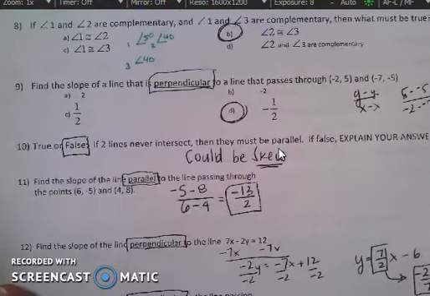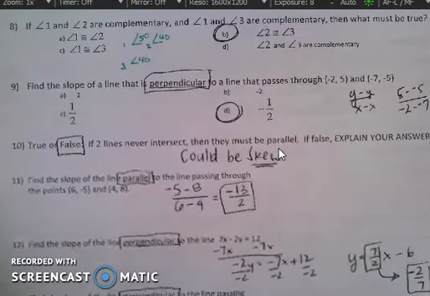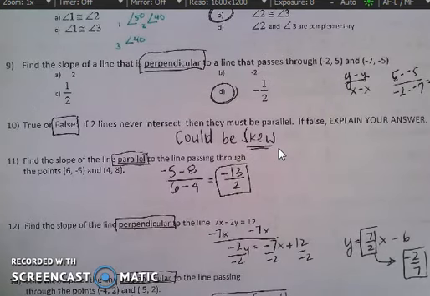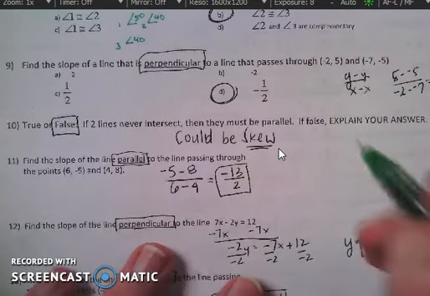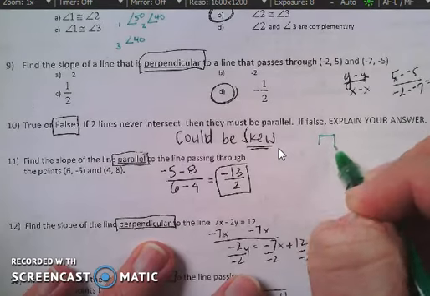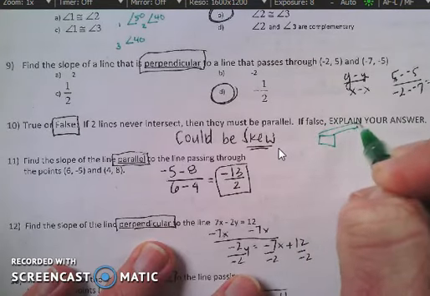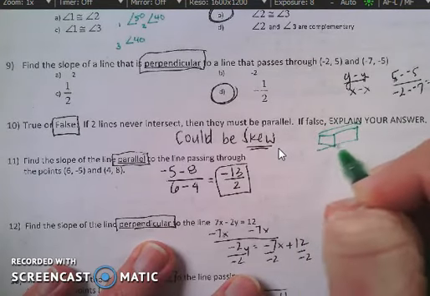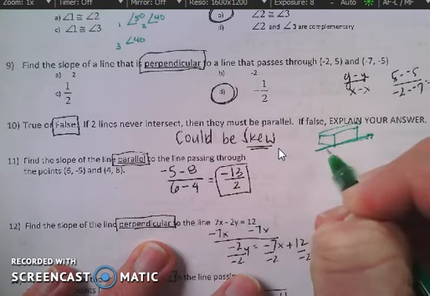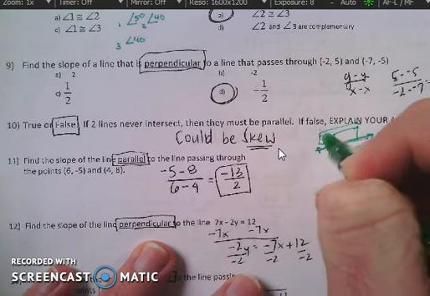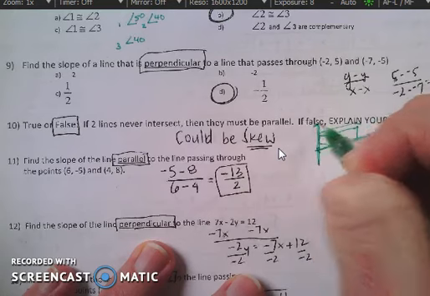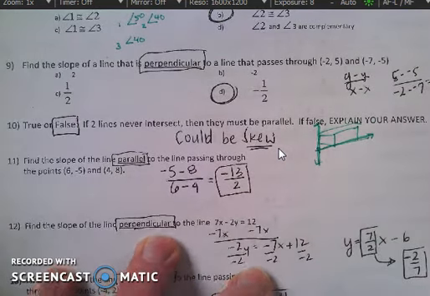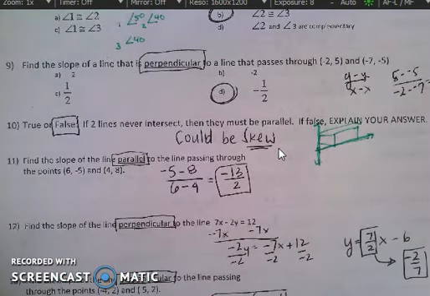Number 10, true or false, 2 lines never intersect, they must be parallel. The answer is false. They could be skew, which if we had a box like this, the skew line could be this one right here in the front, and maybe this one back here. They wouldn't actually meet, but they'd be on different planes. That's why skew would work.